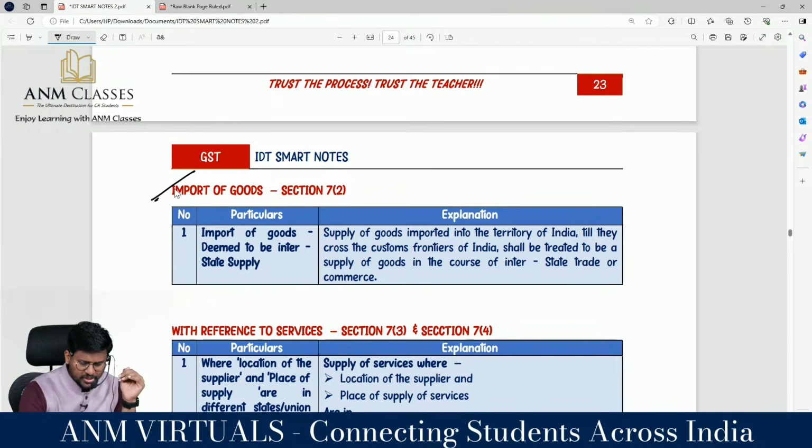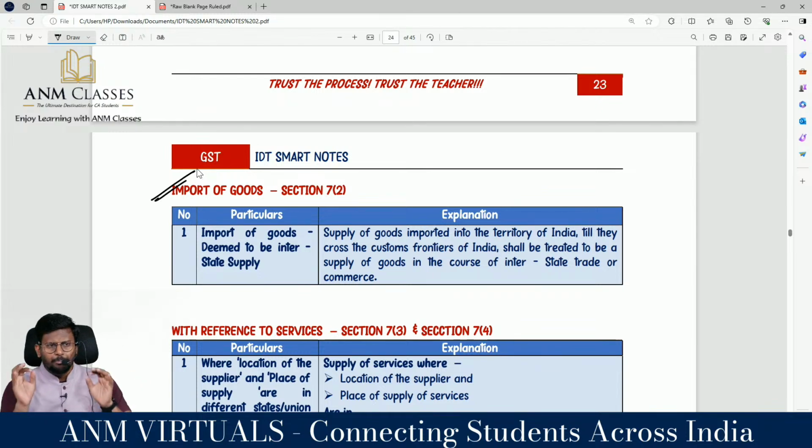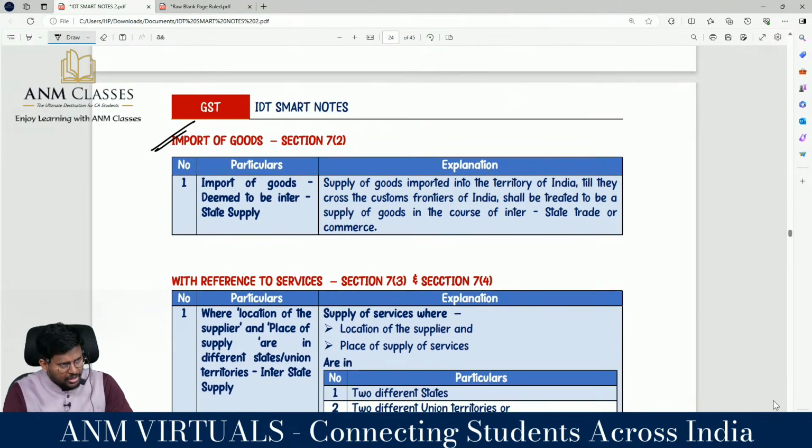7 subsection 2 gives a clarification that import of goods is an interstate supply. Supply of goods imported into the territory of India till they cross the customs frontiers of India shall be treated as supply of goods in the course of interstate trade or commerce. So 7 subsection 1 and 7 subsection 2 are talking about goods. What is 7.1? Interstate supply of goods.